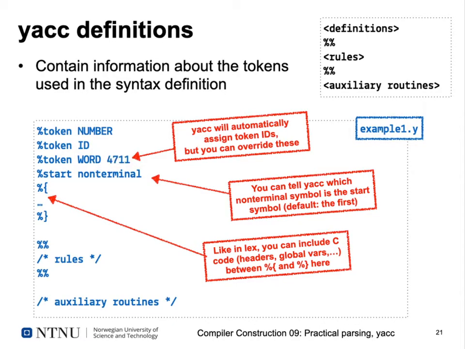Now you can also tell yacc which symbol to start with. With most of our grammars so far, we just took the first symbol in our grammar, the one at the top, as our start symbol, but this doesn't have to be the case. We can actually indicate to our yacc parser generator which of the non-terminal symbols it should start parsing with. If we don't indicate it, then it still takes the first one as default. And like in Lex, obviously, you can also include C code, like header files, global variables, whatever you need, between the curly brackets here before you start the second section, which contains your grammar rules.